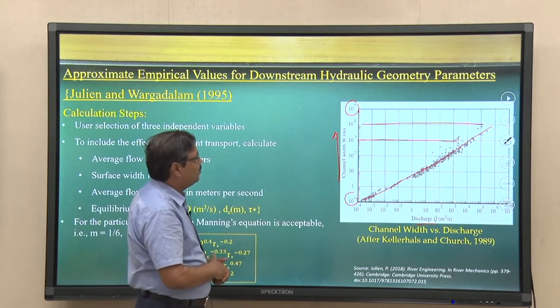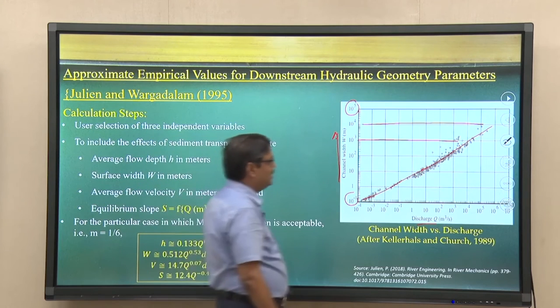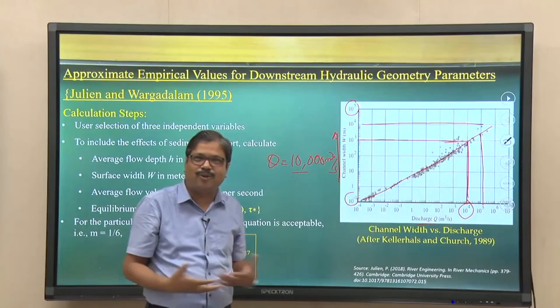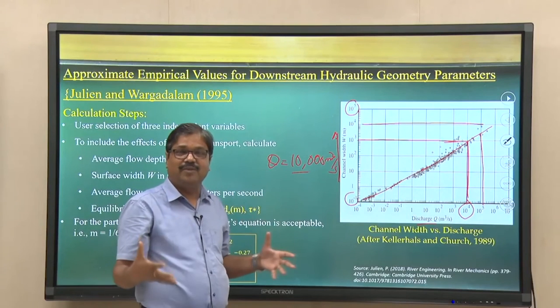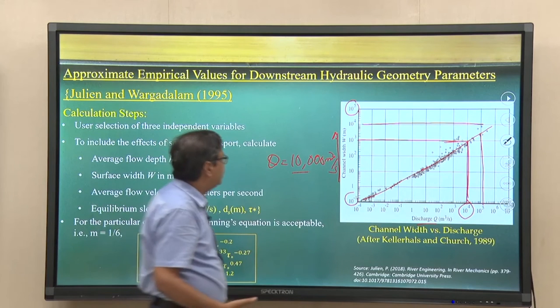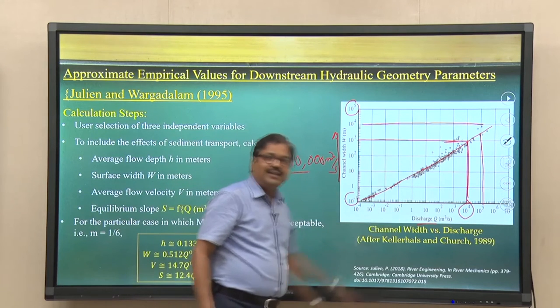So, if you look at that part, what is indicating your discharge? Just look at the discharge, 10 to the power 4. That means discharge can go up to 10,000 meter cube per second. This is a very good relationship, and we can interpret a lot of things. These are the data from rivers compiled all over the world, plotting channel width and the discharge.